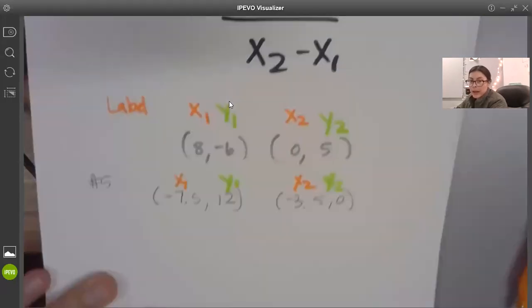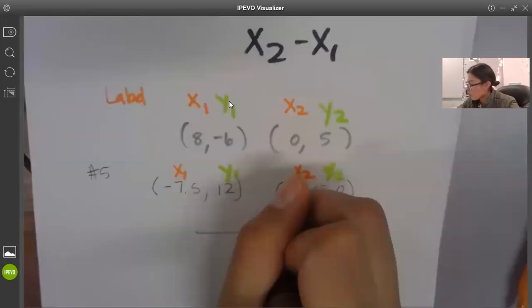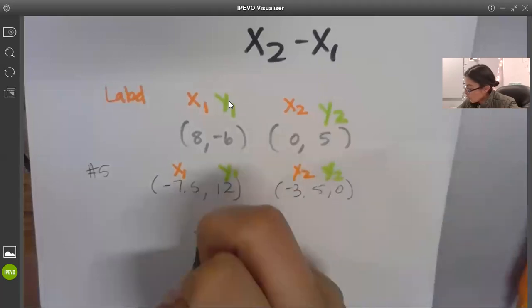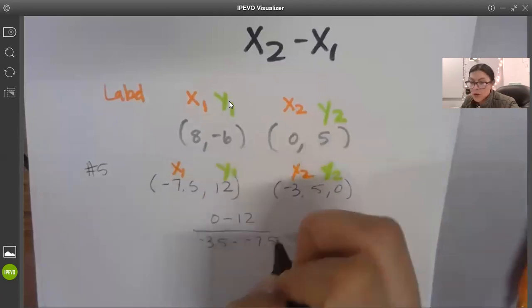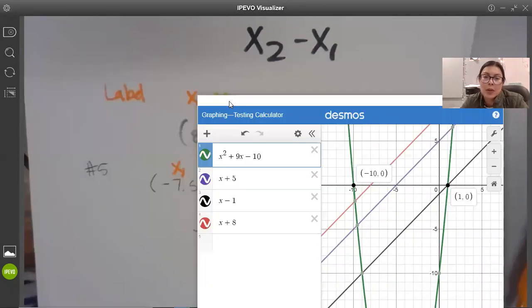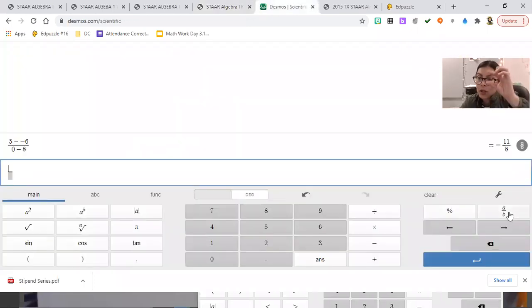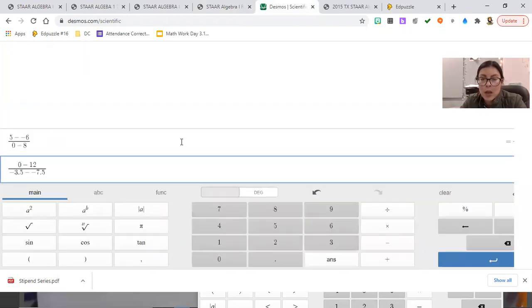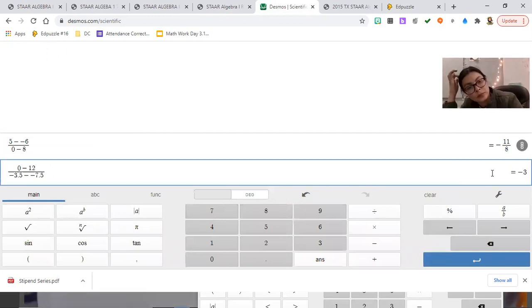And then I'm going to use my formula, and I'm going to put them in the calculator. Okay. So y2 is 0, y1 is 12, x2 is negative 3.5, x1 is negative 7.5. Notice that when it's negative, you have to put the negative, even though you have minus already. All right, so wrong calculator. We need the scientific. Press the fraction so you can have fraction, and then you're going to type in what we have on paper, and it's going to reduce it for you. Remember, we prefer fractions over decimals. Negative 3.5 minus negative 7.5 equals negative 3. And so that means my slope is negative 3.